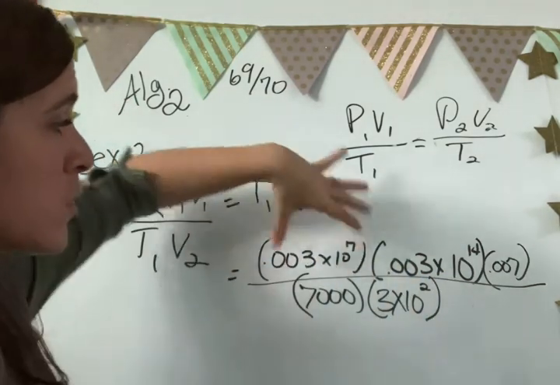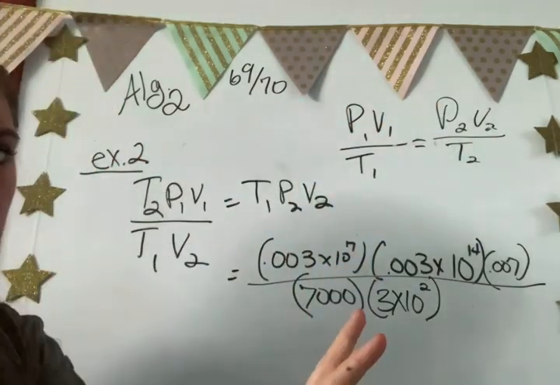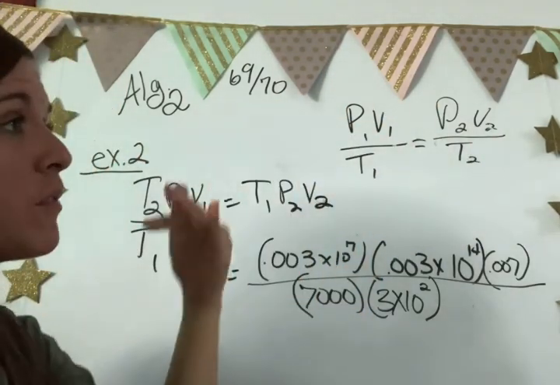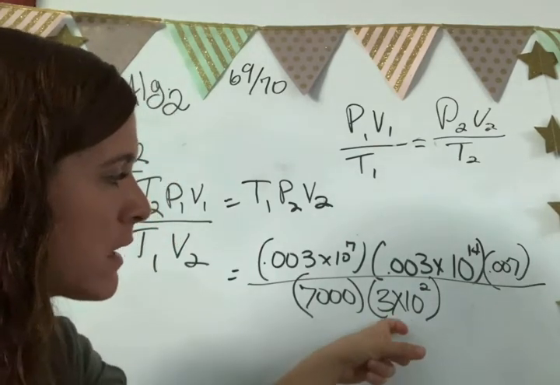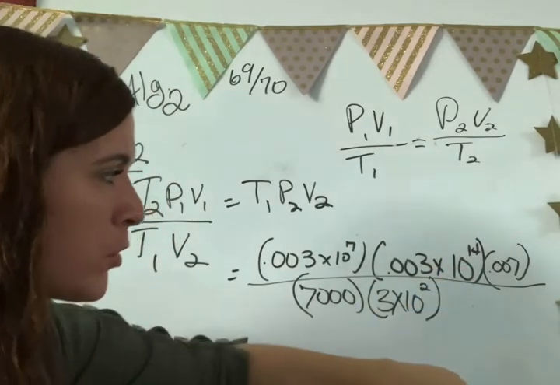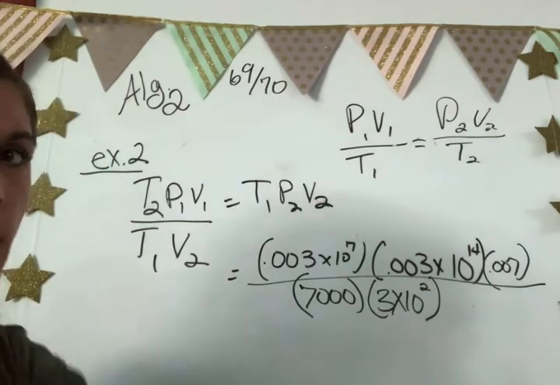Now what I would do is do this times this times this equals, divided by parentheses 7,000 times 3 times 10 to the 2nd, close parentheses, equal. Okay, and that's how I would get it in my calculator.